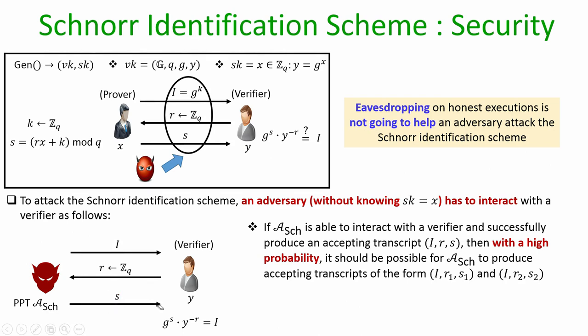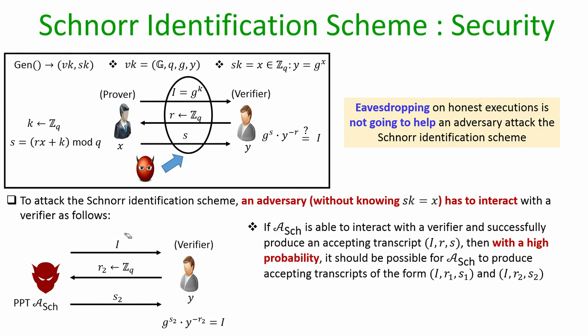That means once the adversary has submitted its commitment, it does not matter whether the challenge is r1. Corresponding to r1, the adversary should be able to come up with s1 such that the verification is successful. Or it does not matter whether the verifier throws the challenge as r2; still, for the same commitment I and the challenge r2, the adversary should be able to come up with the corresponding response s2 such that the verification is successful at the verifier's end.